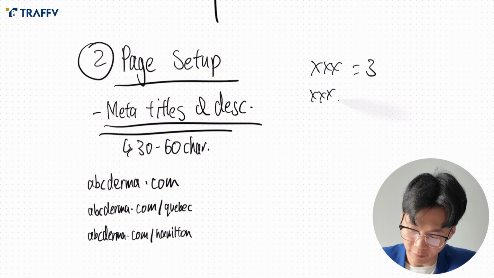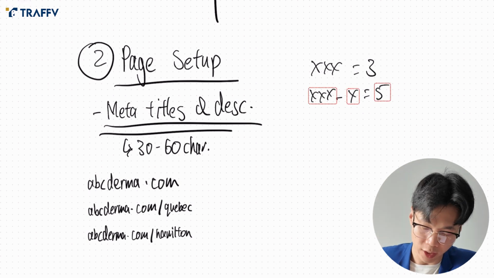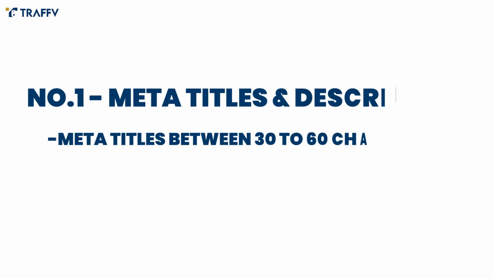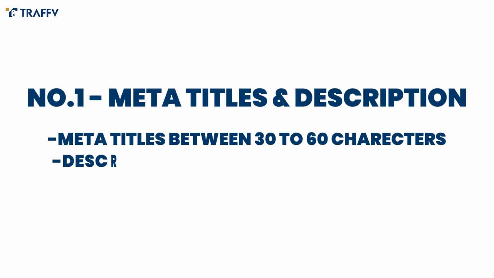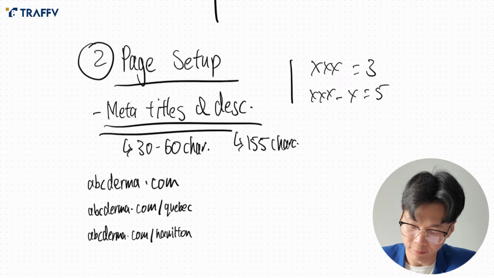XXX, and then if you would have a space and then you X, 1, 2, 3, 4, 5. This is 5 characters. Okay, so all you have to do is just make sure that your meta titles are between 30 to 60 characters. This is the ideal range. And for your description, this is lesser than 155 characters. So this follows the same format here.